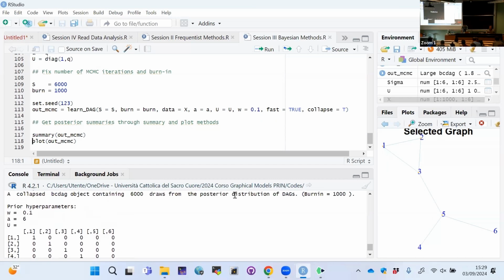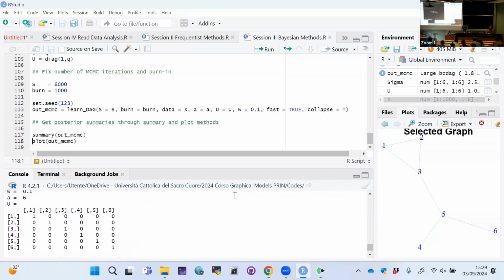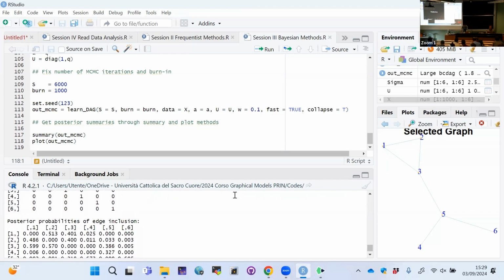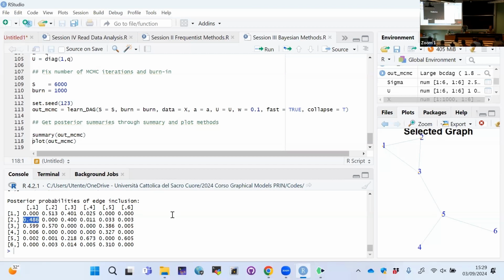We have information, for example, about the kind of output that we have. This is a collapsed sample from the posterior distribution of DAGs, okay? Then we have a summary of the prior hyperparameters, prior probability of edge inclusion that I fixed at 0.1, and the hyperparameters of the Wishart that I set. And then we have the estimated posterior probabilities of edge inclusion, saying that, for example, there is a directed edge from 2 to 1 with probability 0.48, or between 3 and 1 with probability 0.6 or whatever.